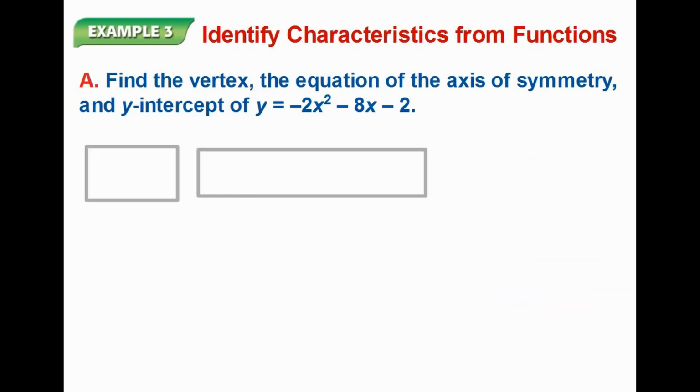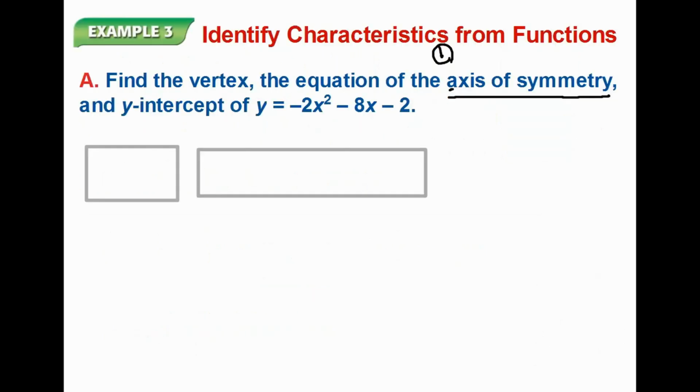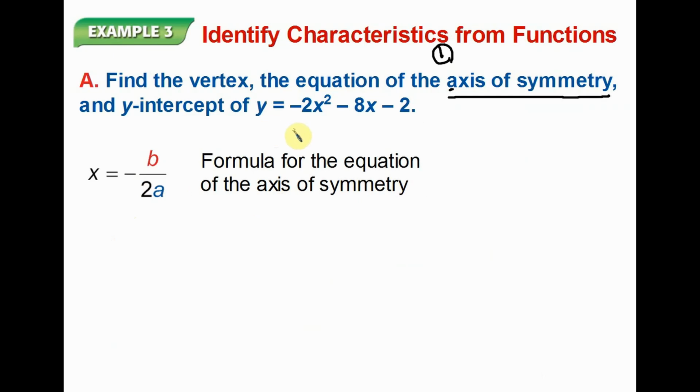Example number 3, I'm asking you the exact same thing, except I don't give you a graph. In order to find the vertex, we're going to do it backward. We're going to find axis of symmetry first. Earlier, we were talking about how axis of symmetry can be found using x is equal to negative b over 2a, where the a and b are coming from the formula ax squared plus bx plus c.